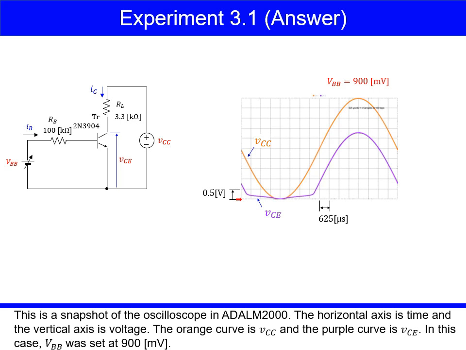This is a snapshot of the oscilloscope in ADALM 2000. The horizontal axis is time and the vertical axis is voltage. The orange curve is VCC and the purple curve is VCE. In this case, VBB was set at 900 millivolts.